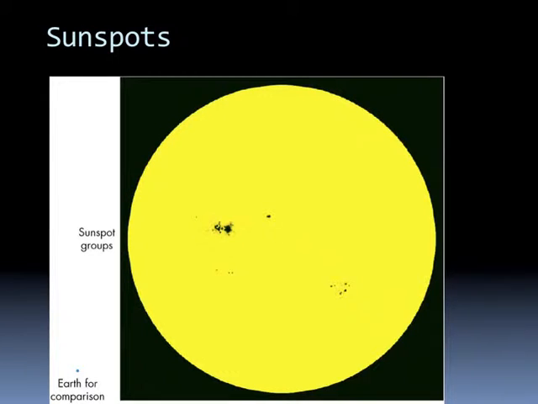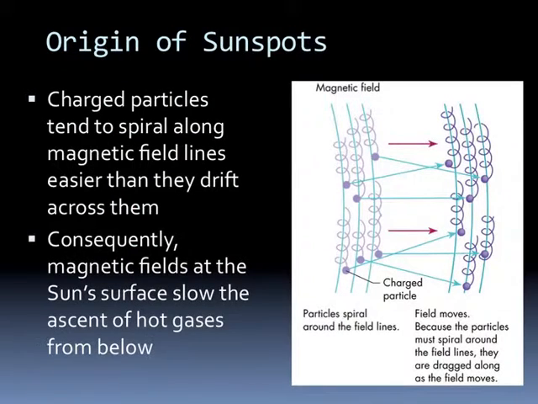This sunspot group would fit several Earths inside of it. And the groups tend to go around the sun just like any other object on the surface of a rotating object. So why do we get sunspots? Charged particles tend to spiral along magnetic field lines easier than they drift across them. In other words, as I have some magnetic field lines here, it's very difficult for a charged particle to go through them. However, they can go along them relatively easily.